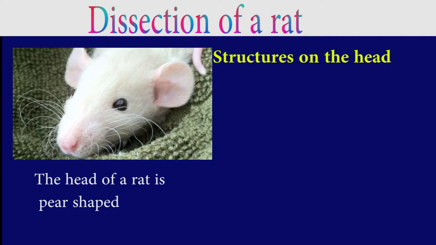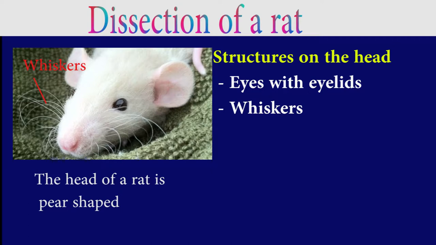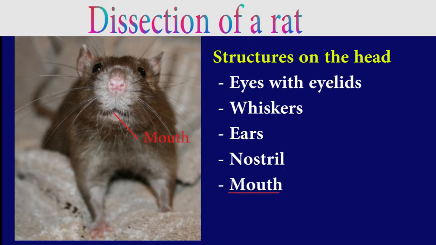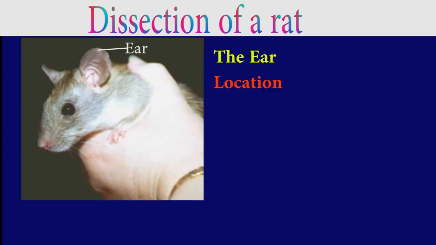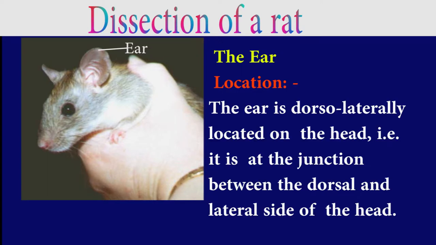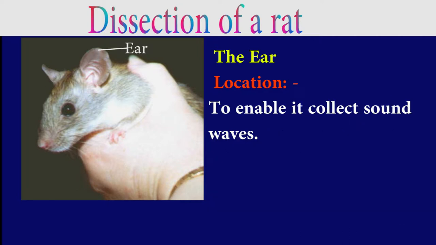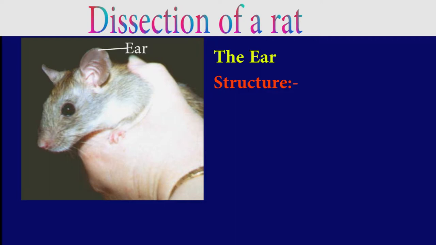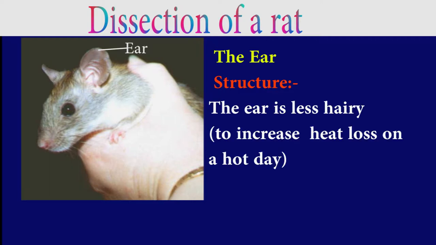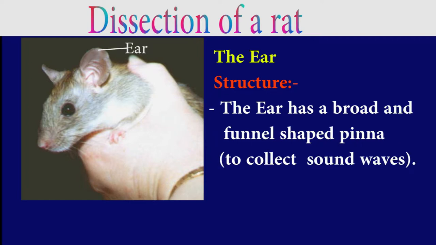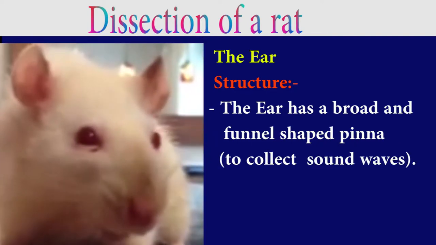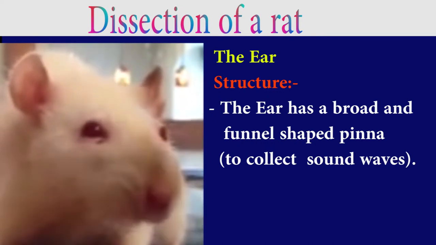Structures on the head. We have the eyes with eyelids, the whiskers, the ears, the nostril, and the mouth. The ear. Location: it is dorsolaterally located on the head, i.e. at the junction between the dorsal and the lateral side to enable it to collect sound waves. Structure of the ear: it is less hairy to increase heat loss. It is broad and funnel shaped to collect sound waves.